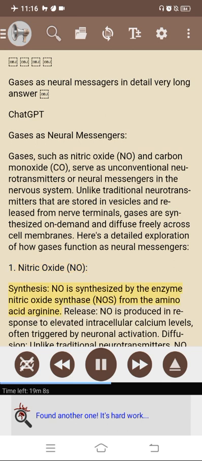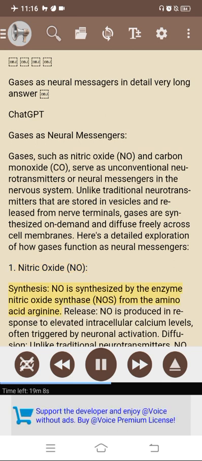1. Nitric oxide, NO. Synthesis. NO is synthesized by the enzyme nitric oxide synthase, NOS, from the amino acid arginine. Release. NO is produced in response to elevated intracellular calcium levels, often triggered by neuronal activation.